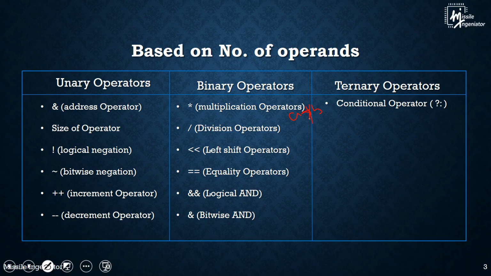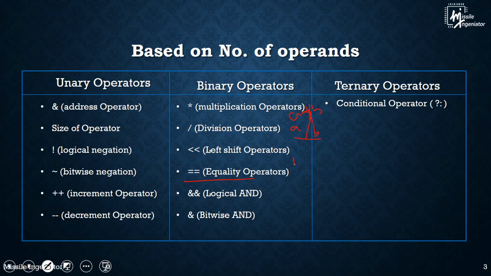Similarly, if you want to do division, you write a slash b. This does a division of two numbers. Then, if you want to do a left shift, you can do that similarly. If you want to find equality, you give an if condition, if else, which I'll explain in a future lecture video. As of now, I just want to show you how the syntax looks.